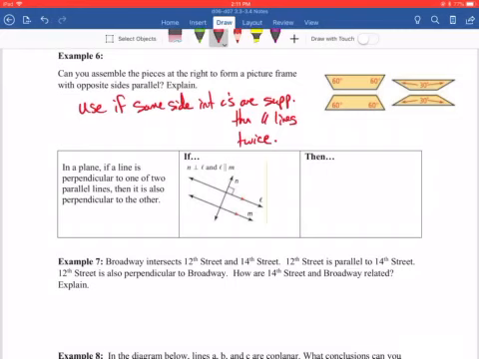All right, so I just said use if same side interior angles are supplementary, then parallel lines twice. Okay? And when we rearranged that, you should have seen 90 in each corner, which means that the top and bottom would have been parallel, the left and right would have been parallel. Okay.